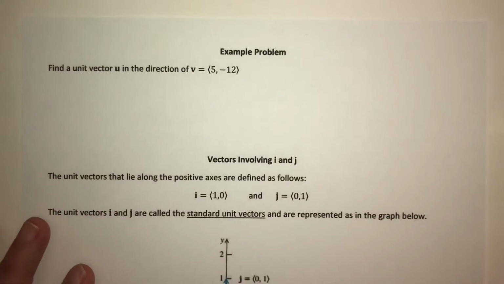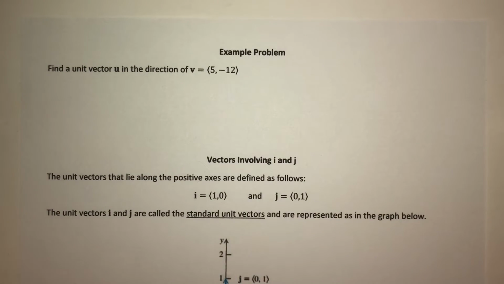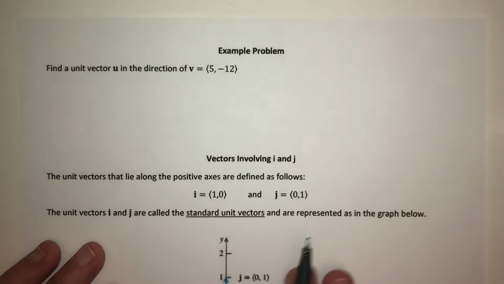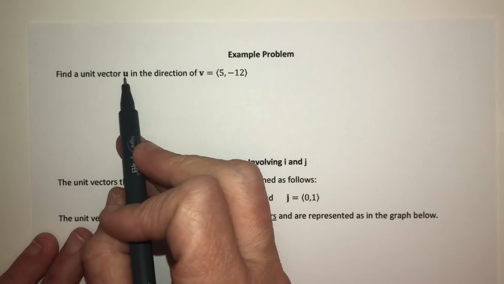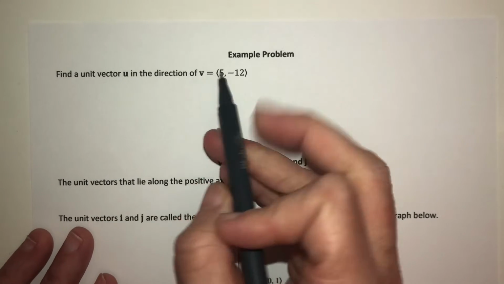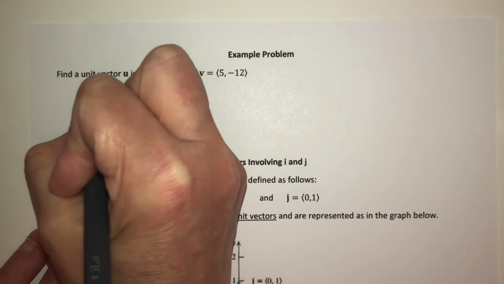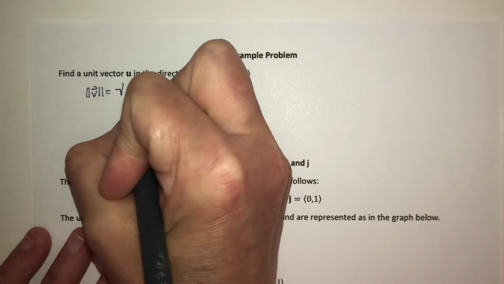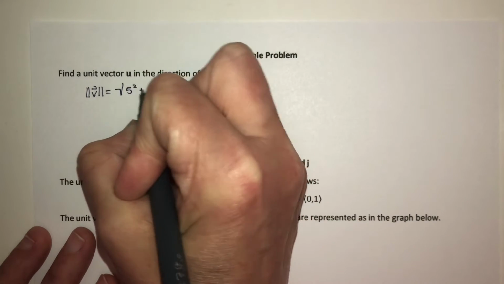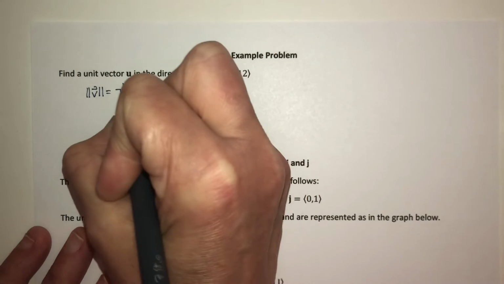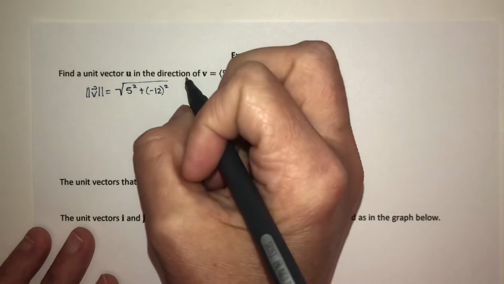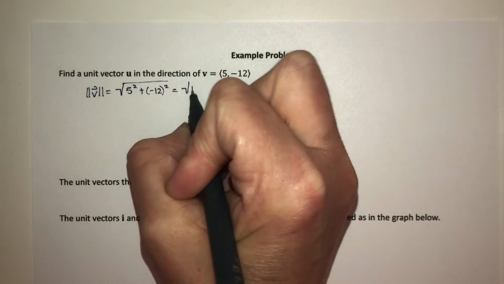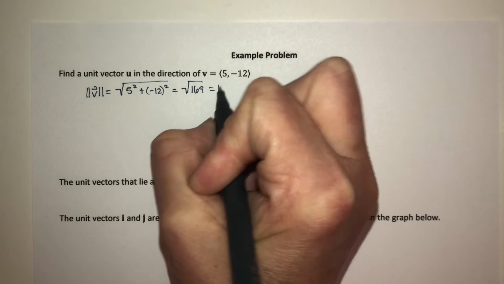We want to find a unit vector u in the same direction of this vector v, which is 5, -12. So to find the vector u, the unit vector, we have to know the magnitude of v. So the magnitude of v will equal the square root of 5 squared plus -12 squared. And that ends up being the square root of 169, which is 13.